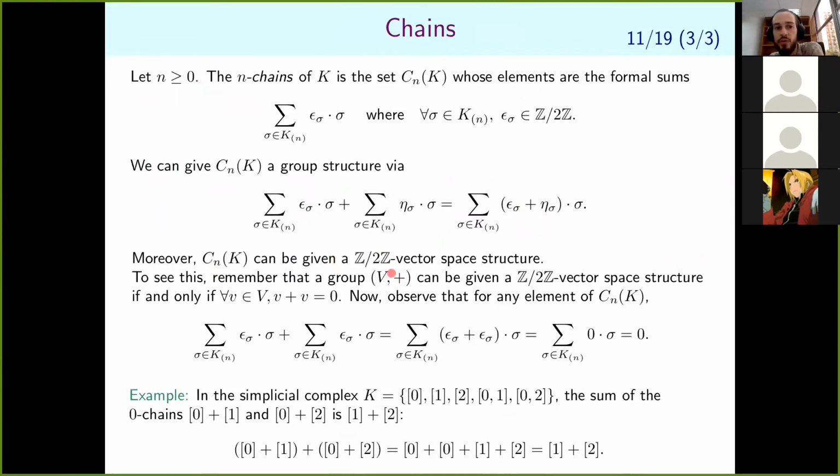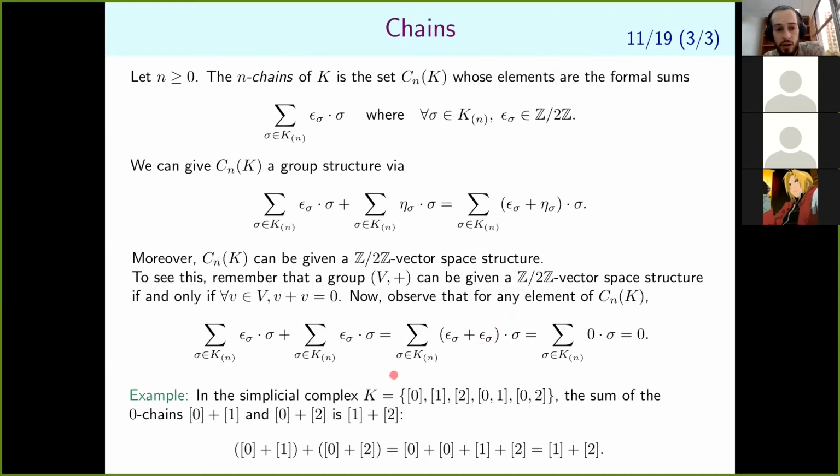To prove that Cn of k can be given a Z over 2Z vector space structure, I take any chain of Cn of k, and I want to prove that the sum of this chain plus itself is 0. But by definition, this sum is equal to this chain, where I add every coordinate.